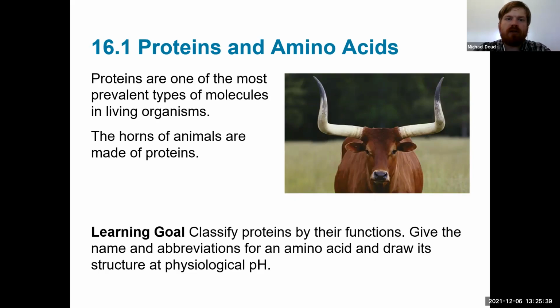This week we're moving on into chapter 16 and chapter 17. 16 is about proteins and enzymes, which are a kind of protein. And then we'll move on to nucleic acids and your genetic information. So let's go ahead though. We're going to start by talking about proteins.